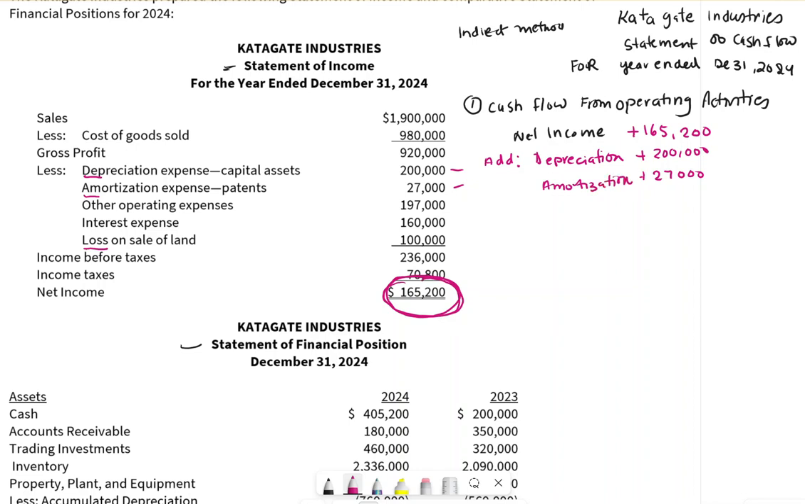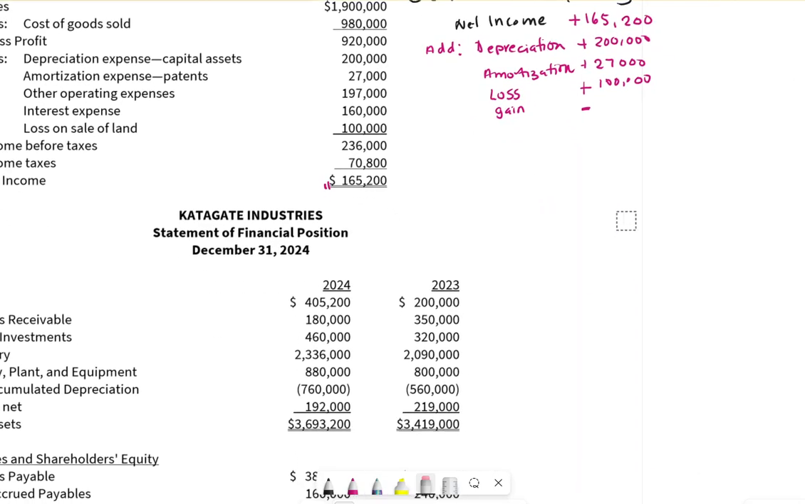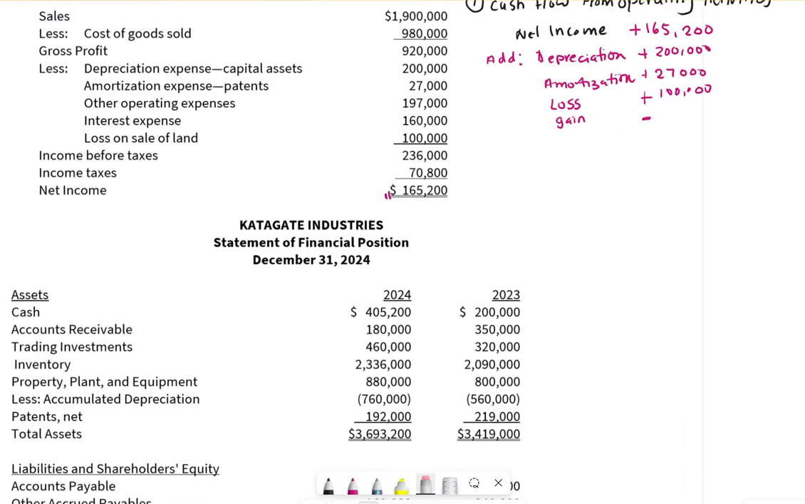Then you have a loss on a sale. If it's a loss, you add it back. If it's a gain on a sale, you will be subtracting it. They told us it's a loss, and we add back the 100,000, and those are the only items that we're going to take from our statement of income. And once we're done with the statement of income, then we look at our balance sheet.